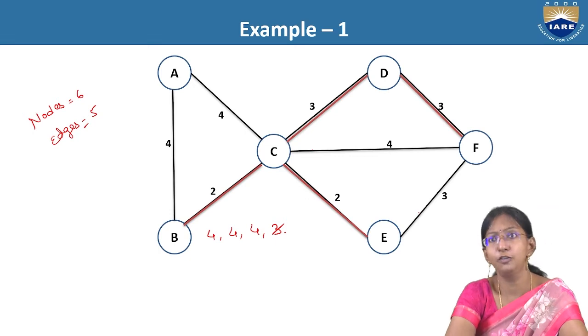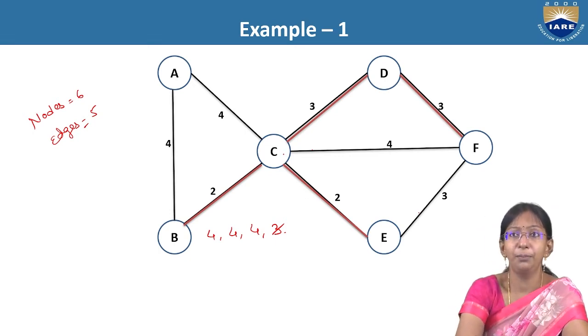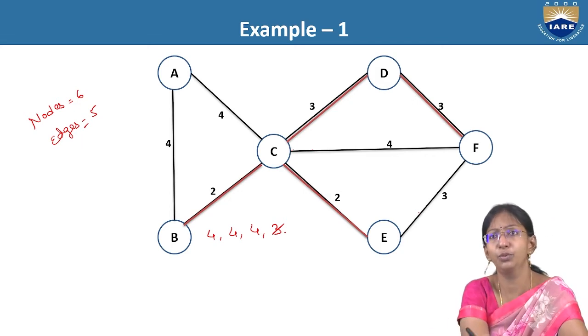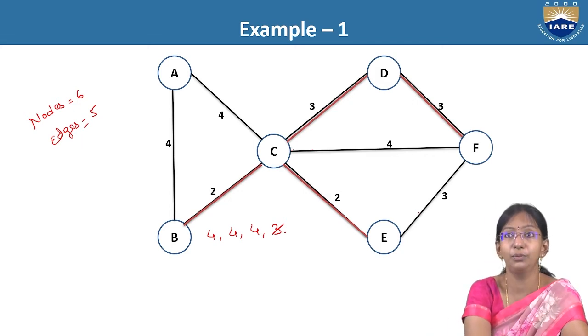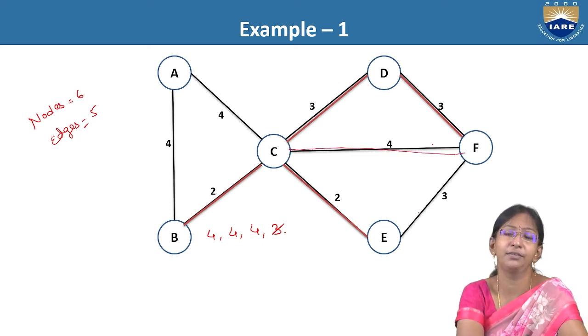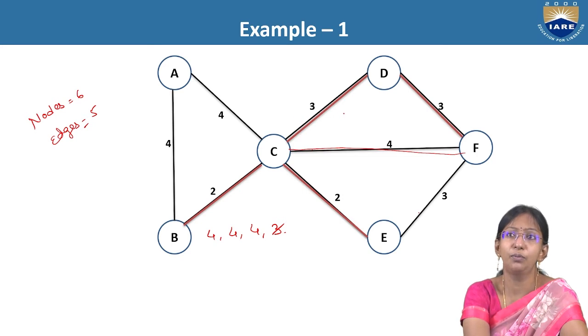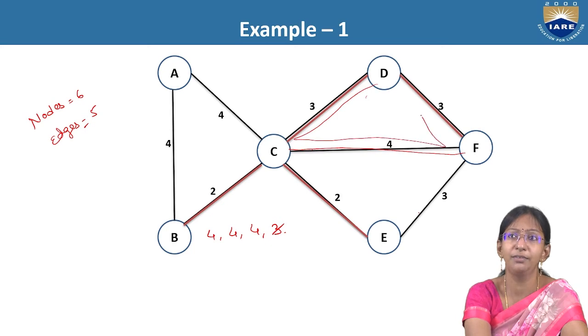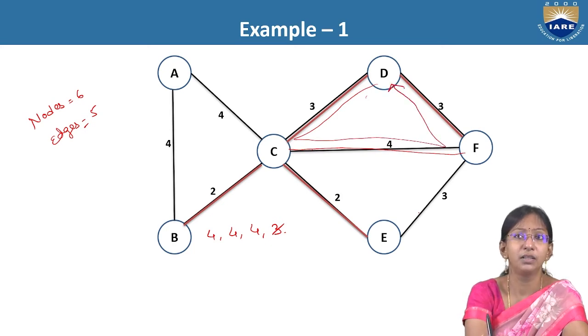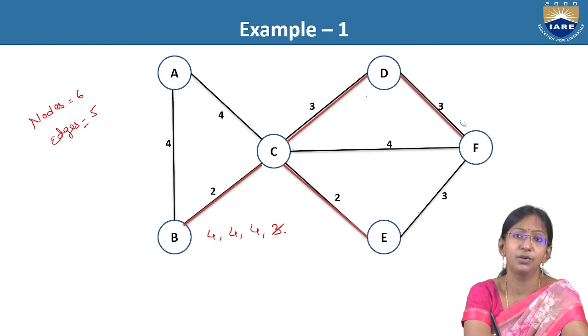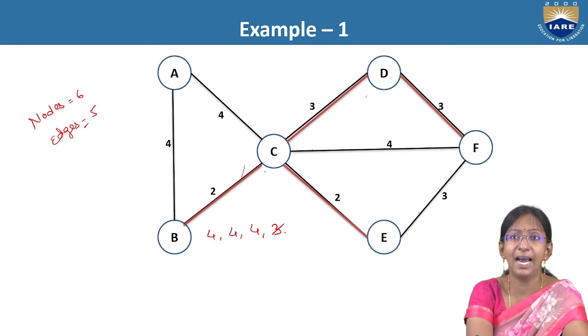Coming to the remaining 3 4s, all are having the same weights, so you can add anyone if you think in that way. What if I add this 4, an edge between C and F? Again, this is going to form a circuit. If you start from D, touch C, F, and again D, the resultant will be a circuit. So I cannot use the edge C and F.